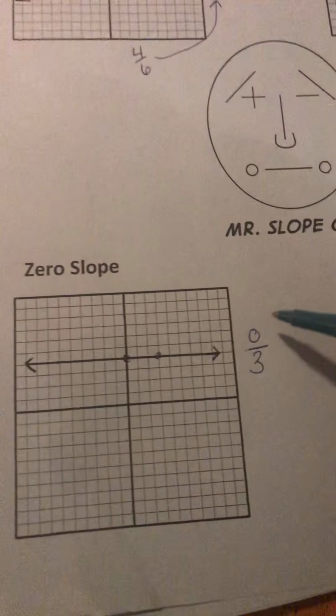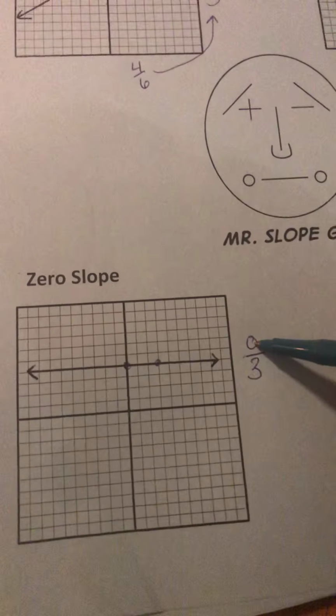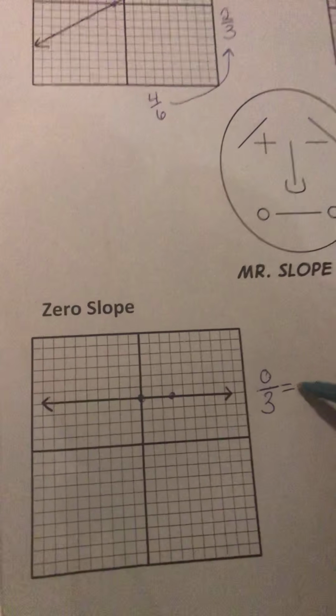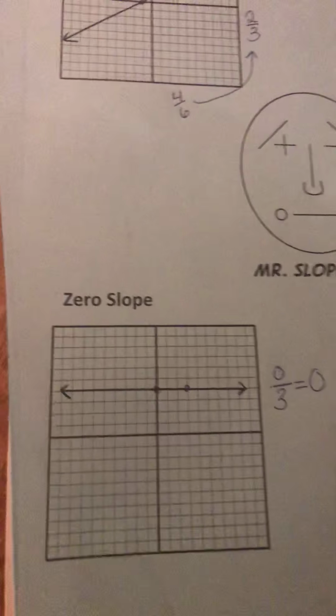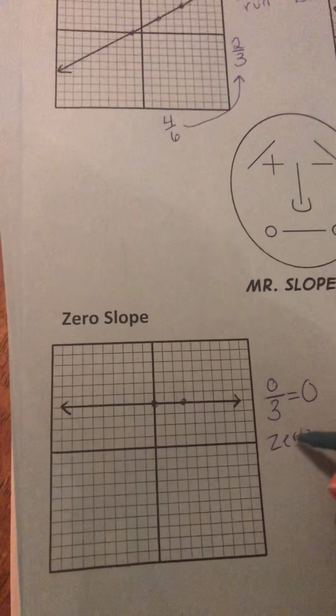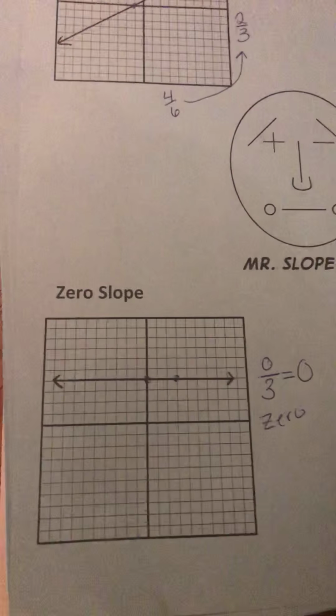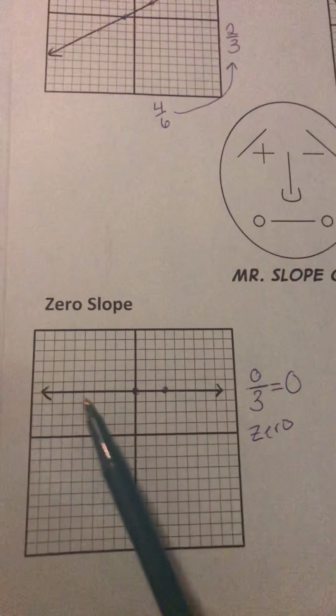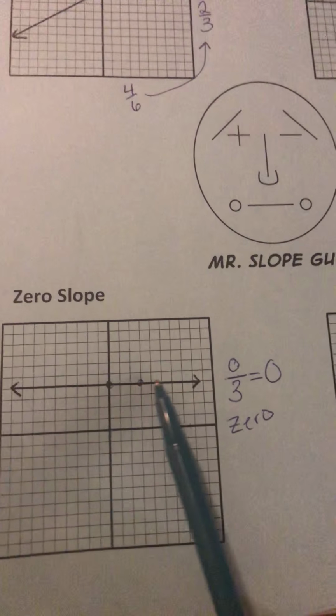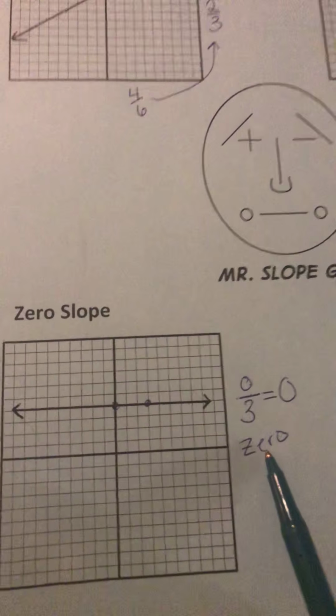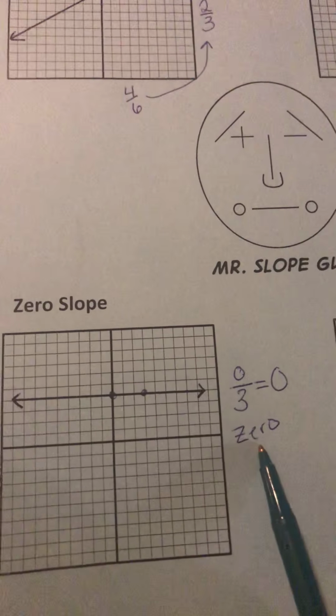And in your calculator, or if you know, 0 divided by 3 is just 0. So you're either going to write the number 0, or most of the time we actually just write the word 0. So all horizontal lines, they're not going up, they're not rising at all, they're not falling at all. Their slope stays steady, so it's 0.